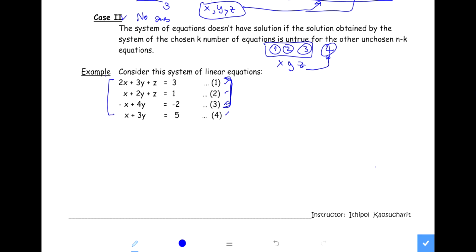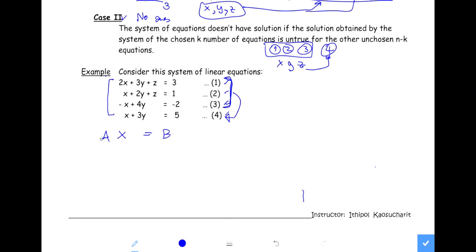Okay, and when you have the answer, you substitute in number 4. Okay, so let's see. I think I'm gonna use Cramer's. So equation 1, equation 2, and equation 3. I'm going to create something like Ax equal to b.